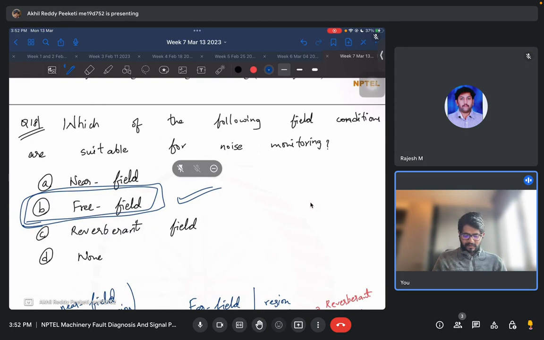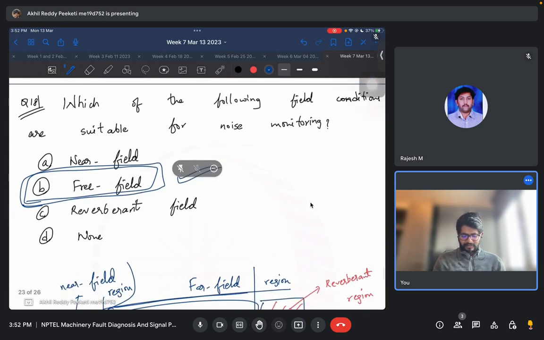And we saw what conditions are suitable for noise monitoring. So which kind of field conditions: near field, free field or reverberant field? We realized that free field, where the sound pressure drops by 6 decibels uniformly for every doubling of distance, is more suitable for monitoring cases.